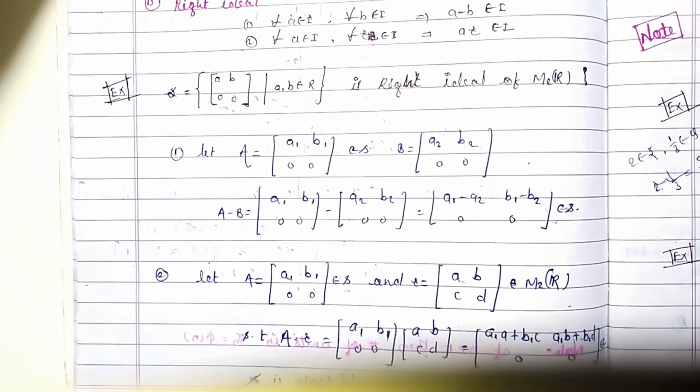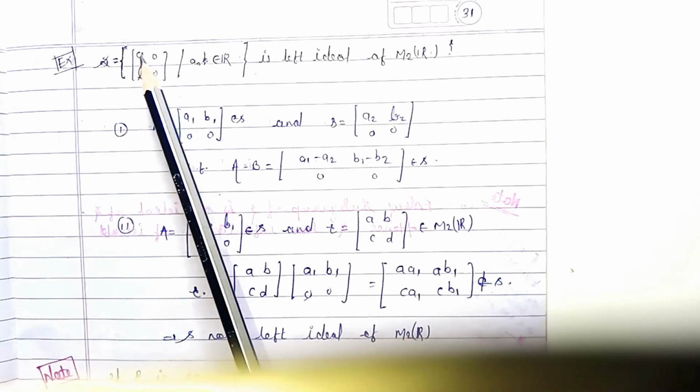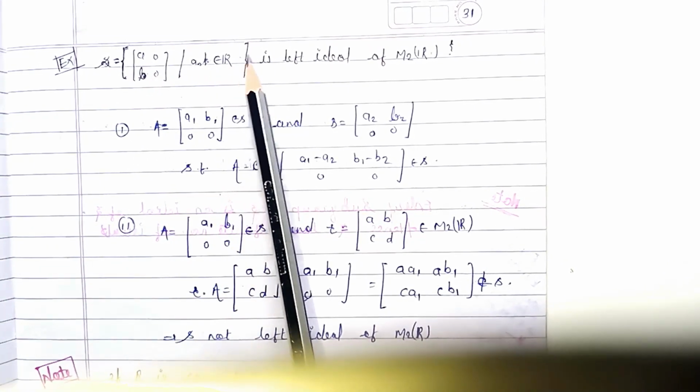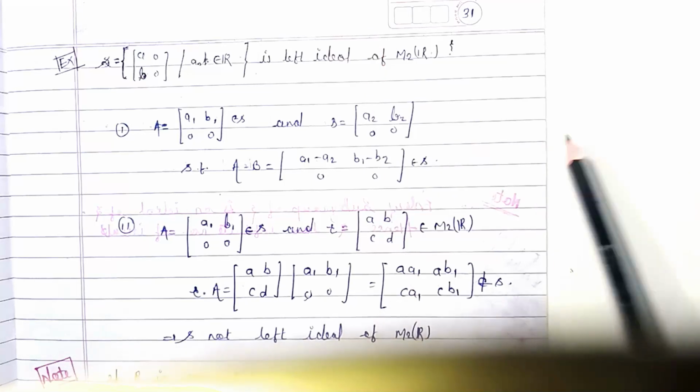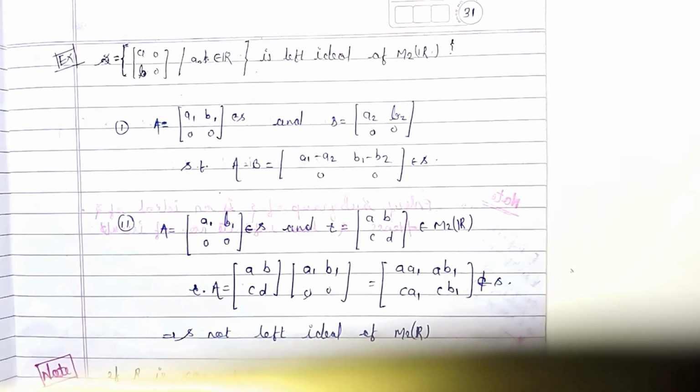So let's get started with one more example. Here in my second example, I changed their places: A0, B0. I have taken S as another ideal, [[a, b], [0, 0]] transposed, and we have to prove that A into R is a left ideal of M2R. Previously we proved it as a right ideal. Now we have to go for the left ideal.